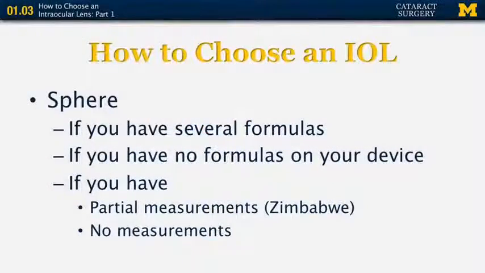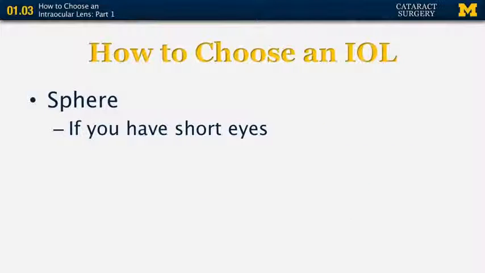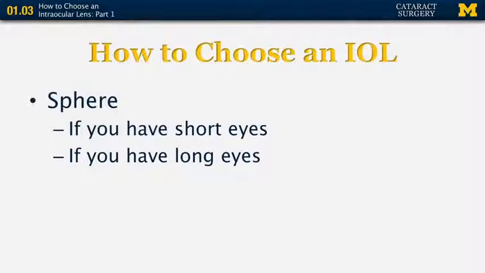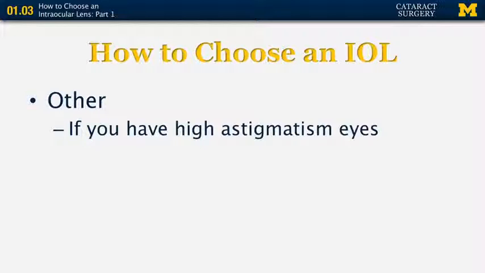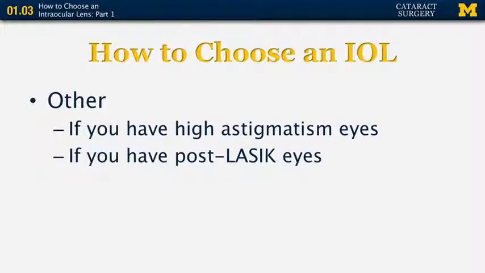What do you do if you have no measurements? What if their eyes are very short or very long? And what if you don't have the proper lens constant for the formula that you're using? I'll try to answer all those questions today. At the very end, and so if you're only interested in these, you could run to the end of it. At the very end, I'll discuss real briefly, what do you do if you have eyes that have high astigmatism or eyes that are post-LASIK?